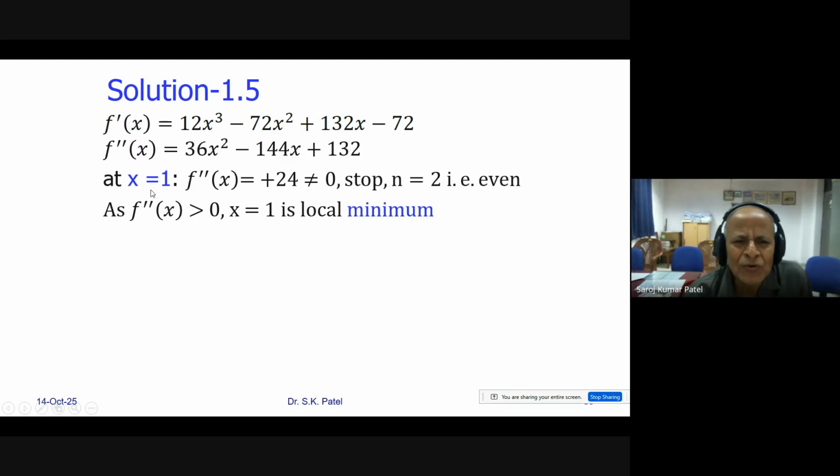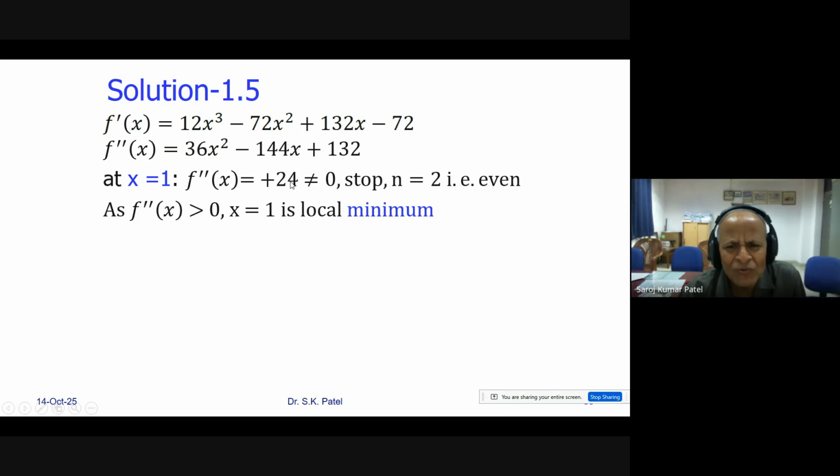Let us try at x equal to 1. What is the nature of optimality? So at x is equal to 1, let us find out the second order derivative value. So this is the second order derivative. Here if you put x equal to 1, 1 square will be 1. So 36 into 1 will be 36, minus 144 into 1, plus 132. If you solve it, the value will be plus 24.